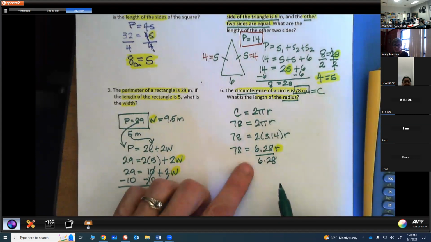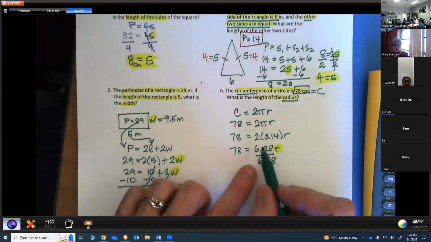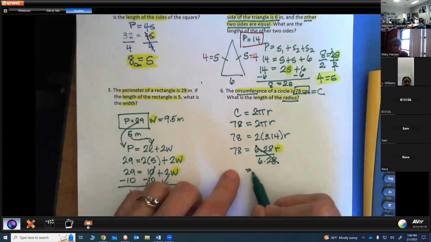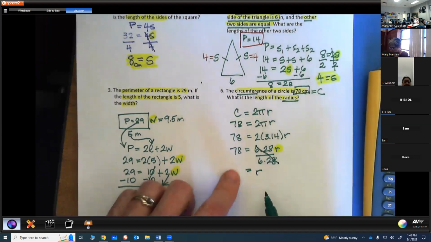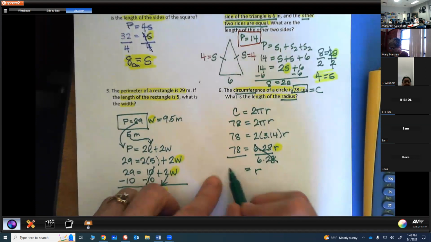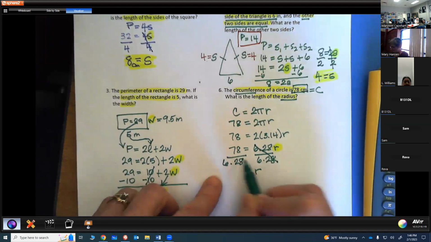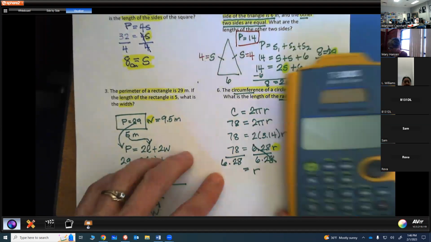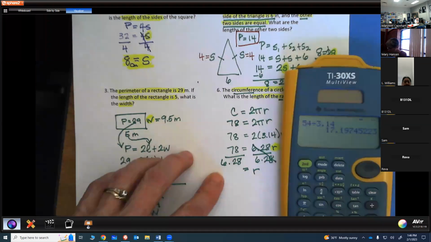So I'm going to do the opposite. I'm going to divide because 6.28 divided by itself is 1. So I'm left with r on the left-hand side. Whatever I do to the right, I have to do to the left. And then it's just a calculator problem. 78 divided by 6.28.